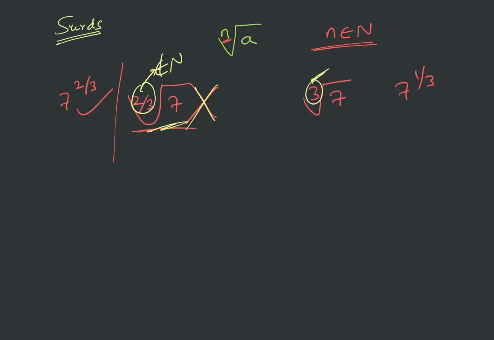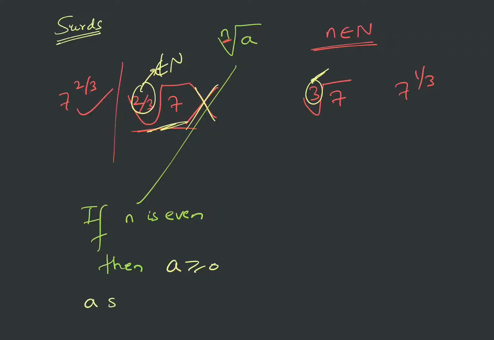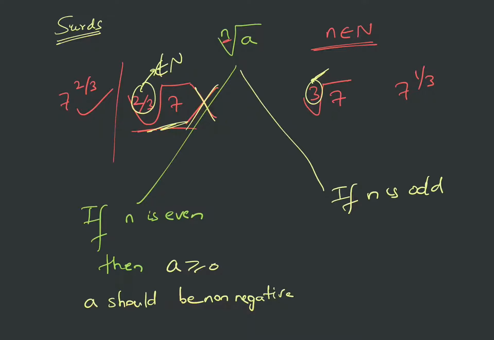First thing is this. Second is that now if n is a natural number, then either n is even or n is odd. If n is even, then one more condition is there, that is on a. This a should be greater than or equal to 0, that is a should be non-negative. A should be non-negative if n is even. And if n is odd, then it is fine, a can be anything. Then a should be real.